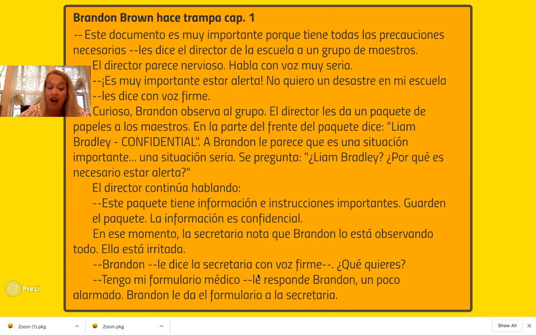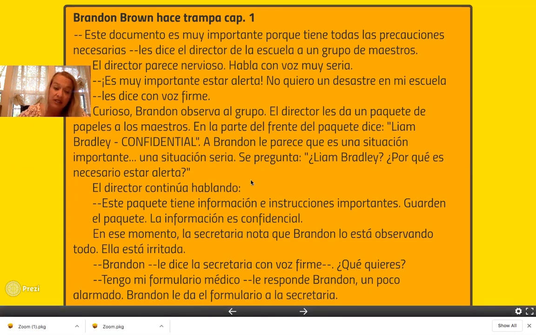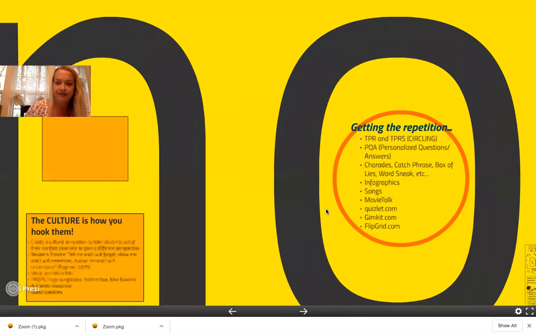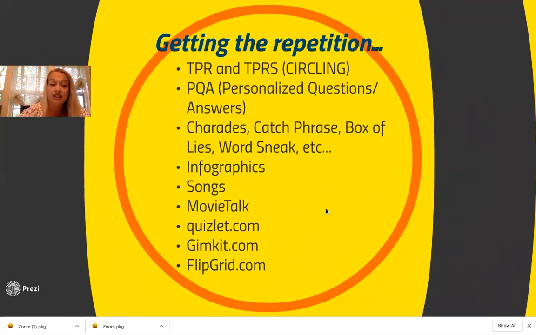Some maybe not so frequent words for this section. Maybe formulario would be one, I think, that's not as frequent. Obviously, Liam Bradley is a name. So you can just look through this and kind of gauge how you want to organize. But getting the repetition is super important. You want this book to be 90% comprehensible when the kids are reading it.